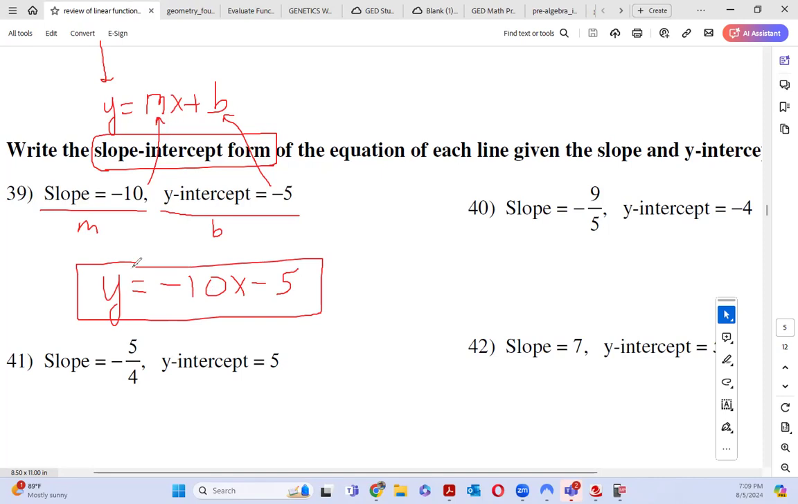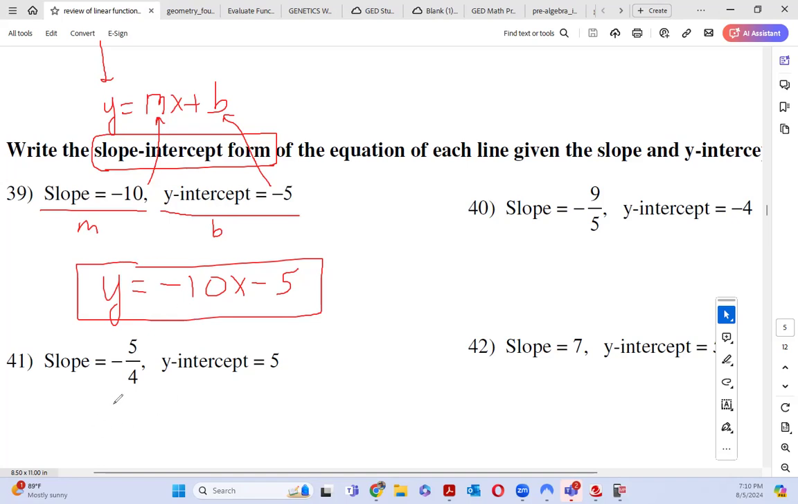So if you didn't know that before tonight, what you should be connecting now, first of all, is that my slope intercept form is y equals mx plus b. My m is my slope. My b is my y-intercept. Once you know those things, you should easily be able to get to the equation of the line. Number 39 tells you what the slope is. It tells you what the y-intercept is. It wants to know, can you write an equation of a line?